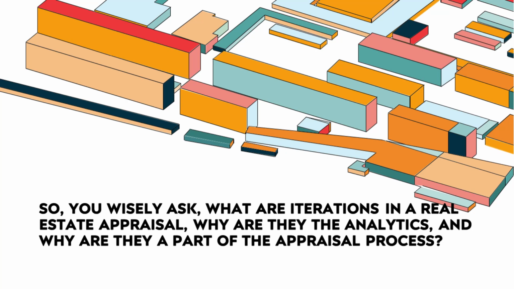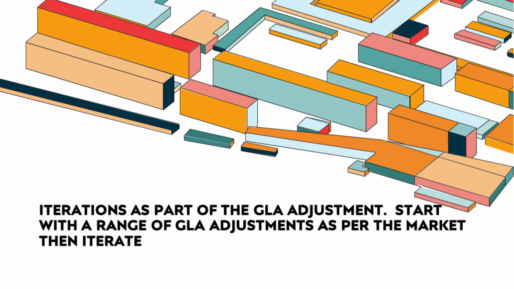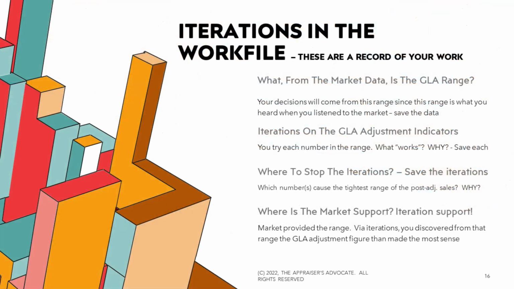So what is an example of an iterative process in a real estate appraisal? One example that's obvious is the GLA adjustment. First, we have to determine if size matters. Then we have to determine how much it matters, and we do that by extracting it directly from the market. The market data give us a range of GLA adjustment figures, but the question then comes up, out of that range, which single figure do we end up using? The iterative process helps the appraiser to make this decision based on market data, not bias, not rules of thumb.